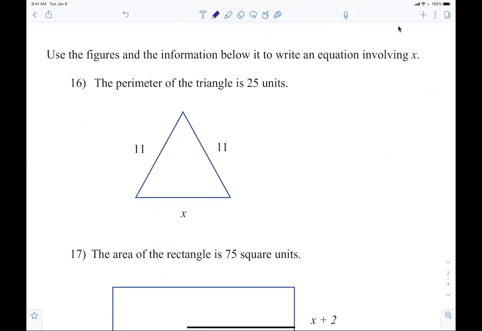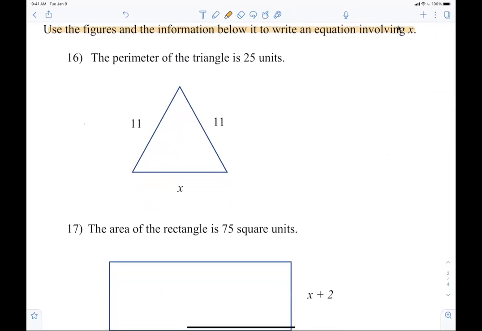Now here it just says, use the figures and the information below to write an equation involving X. Does it say anything about solving right now? No. We just have to write the equation. All right. You with me? You're up. Read number 16.